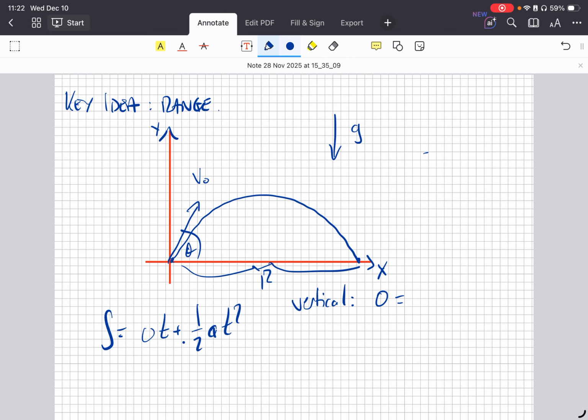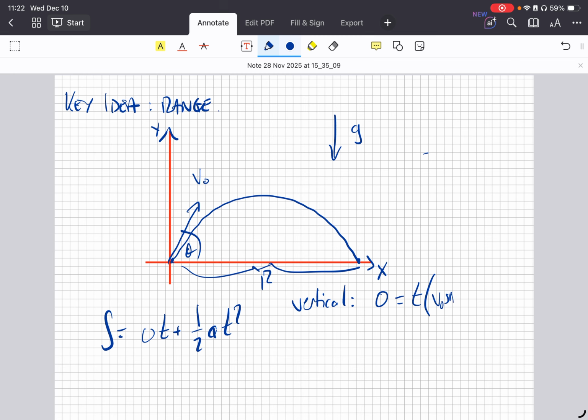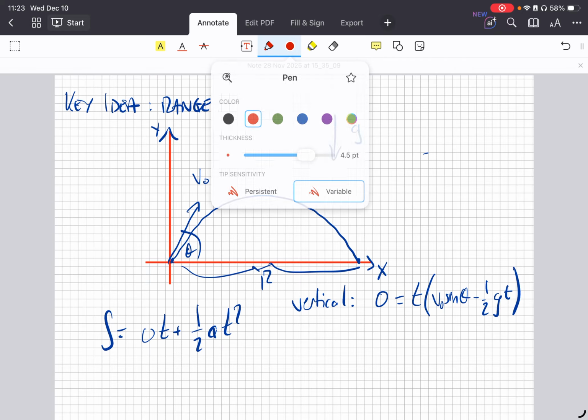Then we can write the right-hand side with a common factor t here. Our initial velocity is going to be v naught sine theta, because that's the component of the velocity acting in the vertical direction, so v naught sine theta. So that's u plus a half at, so we're going to get plus a half minus g, so let's rewrite that as v naught sine theta minus a half g t. So this is a quadratic equation, which we have written in this factorized form. On the left-hand side, we have zero.